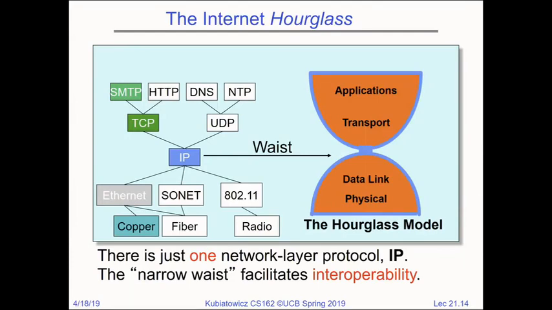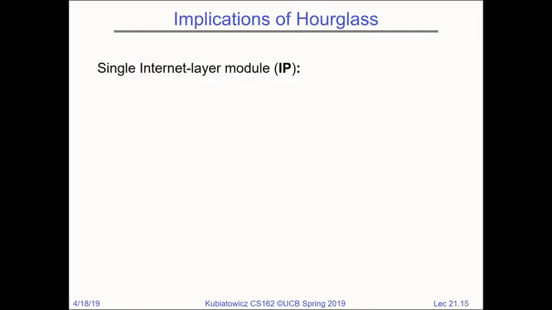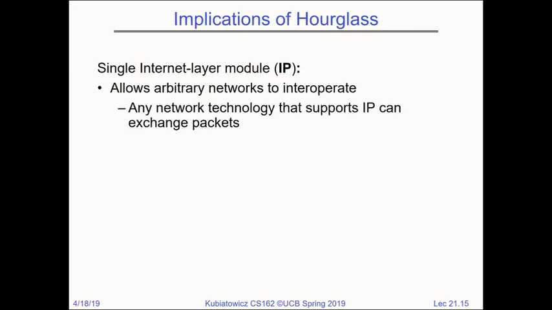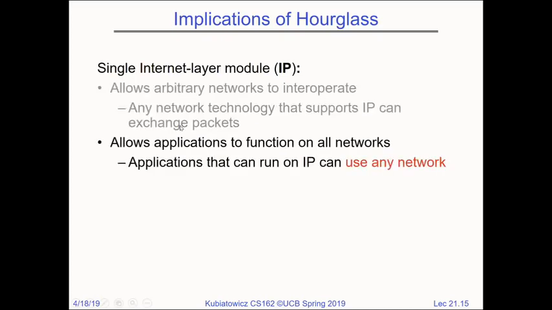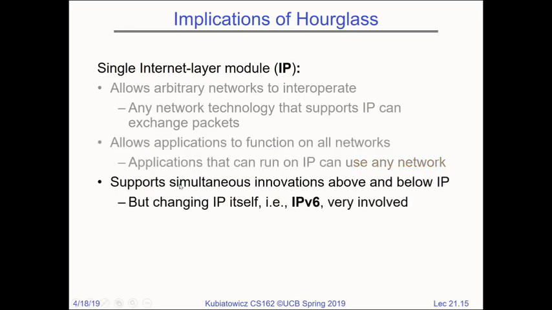Okay? So we're going to talk a little bit about this, but not a lot today. So what are some implications of this? There's a single internet layer, which allows arbitrary networks to interoperate, and any network technology that supports IP can exchange packets. That's pretty cool. It allows applications to function on all networks. Applications that can run on IP can use any network. It supports simultaneous innovations above and below.